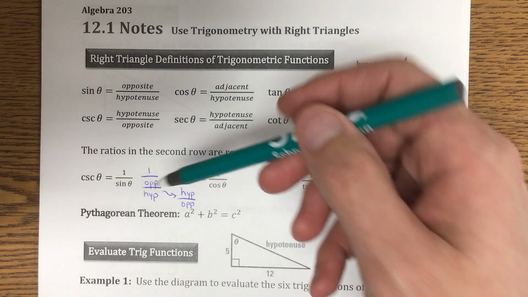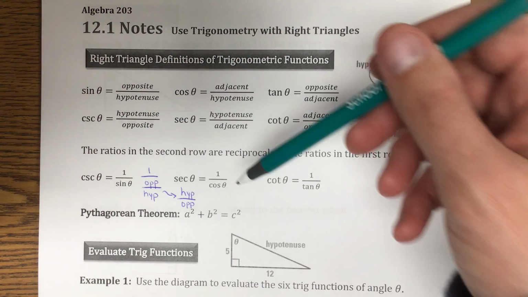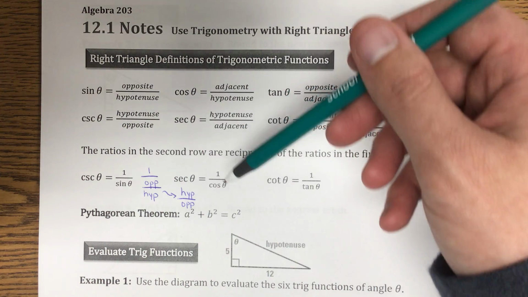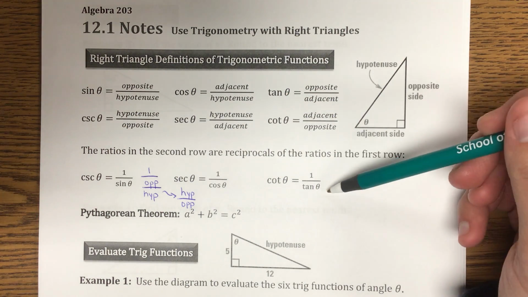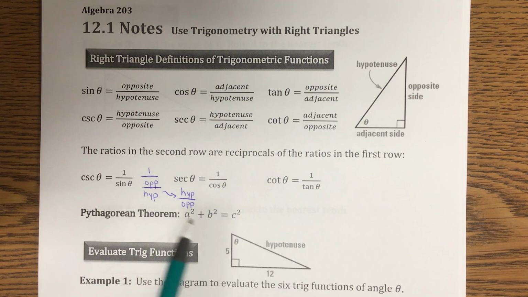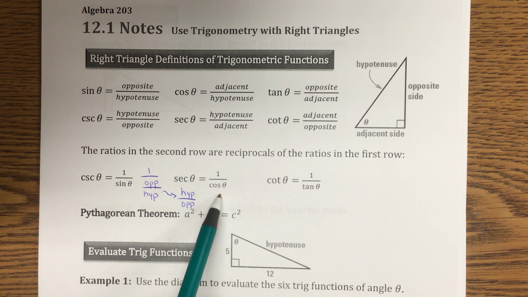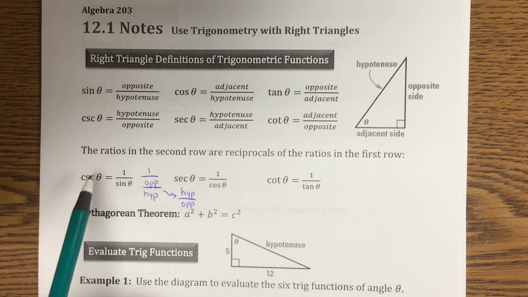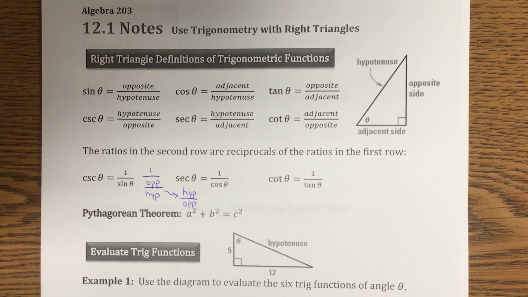Just kind of be aware that cosecant is 1 over sine of theta. The secant is 1 over cosine of theta, and the cotangent is 1 over tangent of theta. That one's easy to remember. Cotangent and tangent go together, but the other two are a little bit different. Secant goes with cosine, and then cosecant goes with sine. You would think it might be the other way around, but it's not.